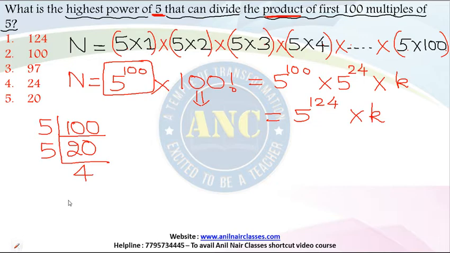Highest power of 5 in the product of first 100 multiples of 5 is how much? 124. Answer for this question is 124.